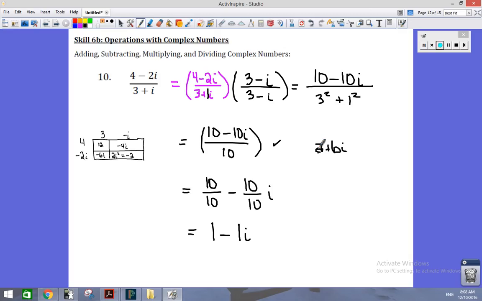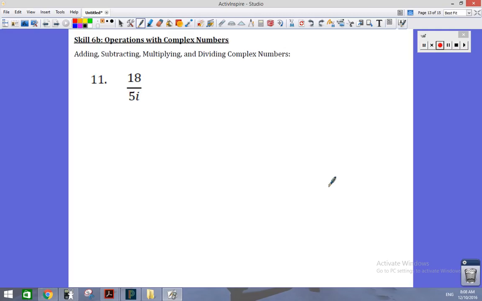We do want the real part written first, or if it's a fraction, in the numerator, the real part written first. But when you can reduce the fraction, as in this case, you do want to write it as 1 minus i. All right, so here we have division. We have a real number, 18, divided by this imaginary number, 5i.